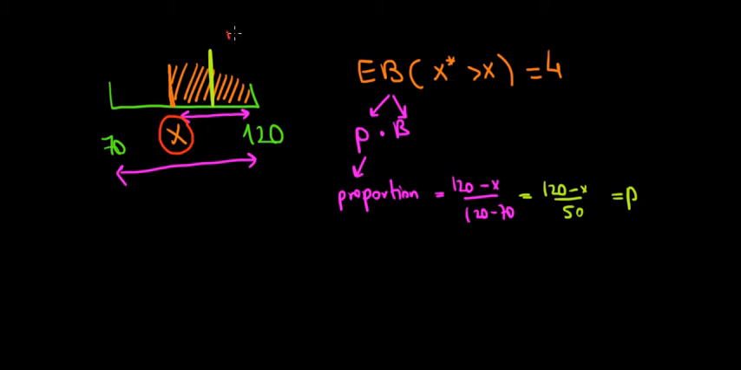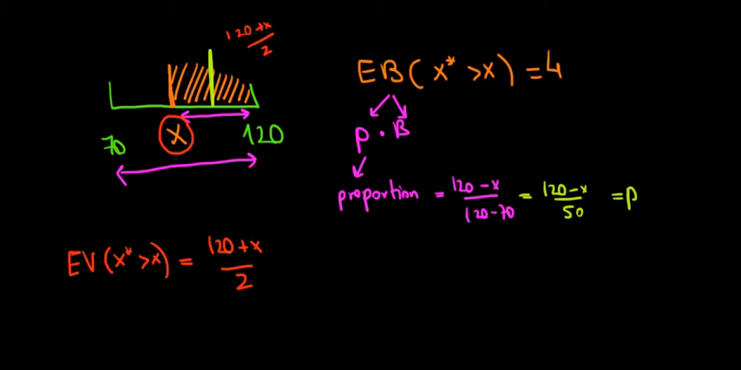So that would be 120 plus X divided by 2. That would be the median in this area. So the expected value of the player, the expected value of that better player, let's call it X star, that would be greater than what we currently have, is equal to the median, 120 plus X divided by 2.